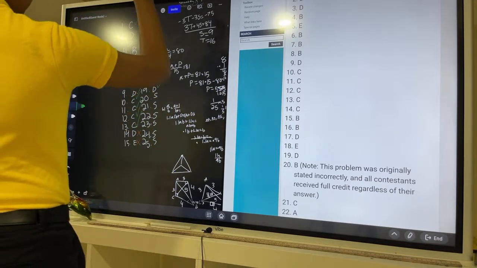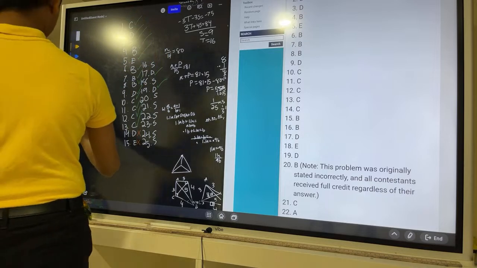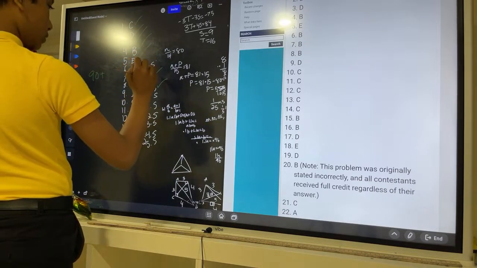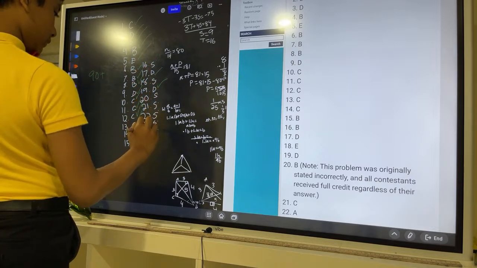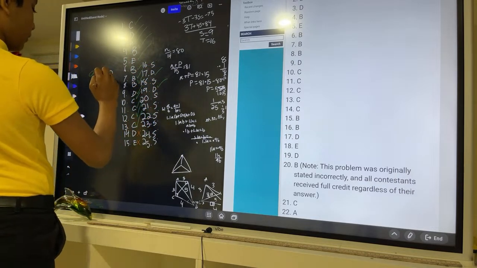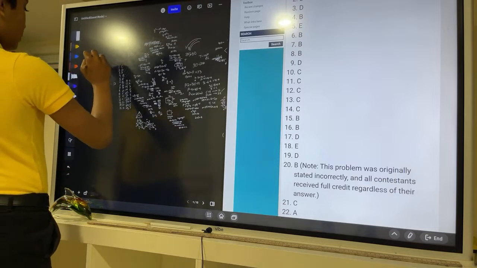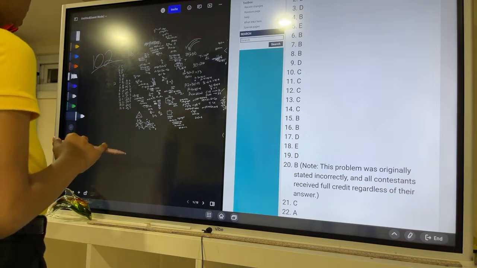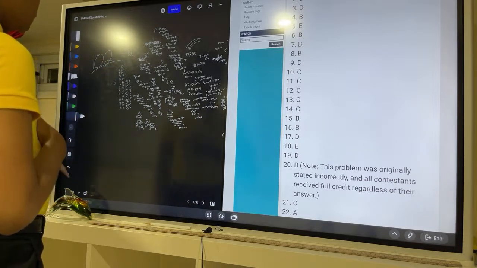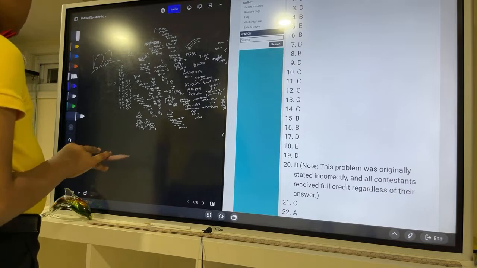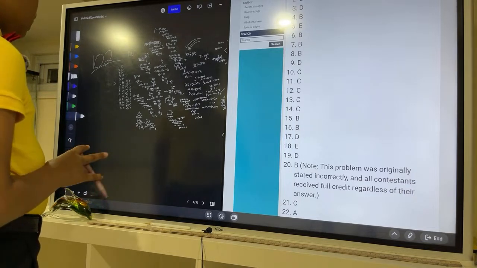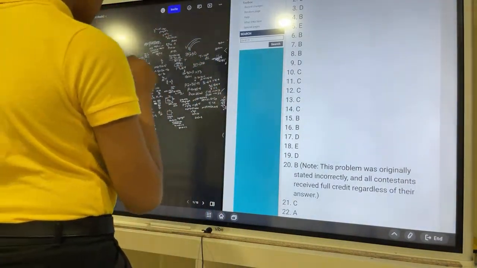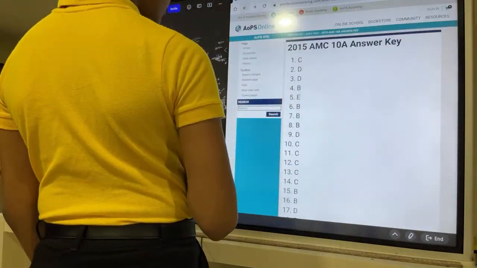So, 13, 14, 15. 90 plus 1, 2, 3, 4, 5, 6, 7, 8. 1.5 is 12. That was not a good run. Is 14 really C? Which one was 14?